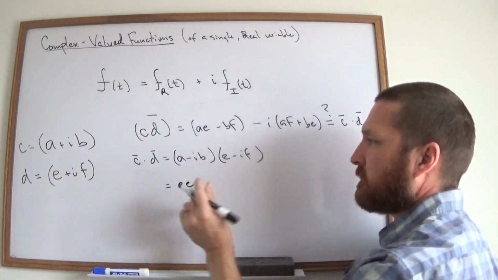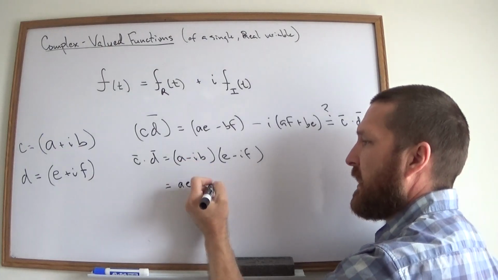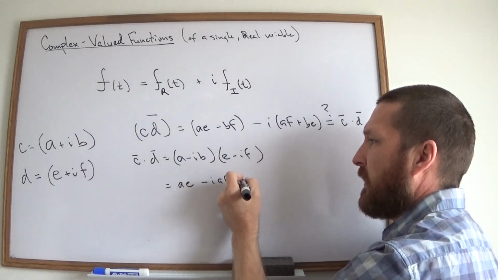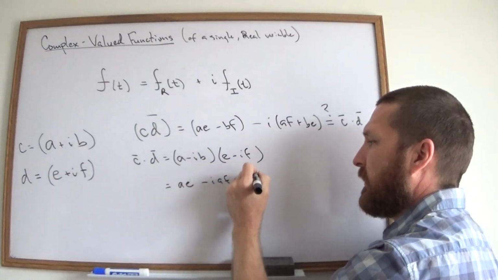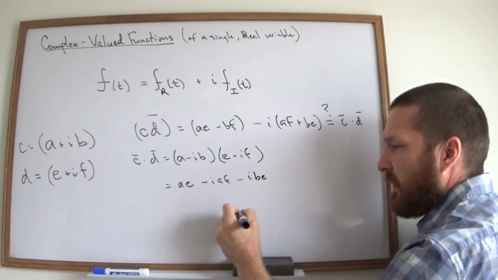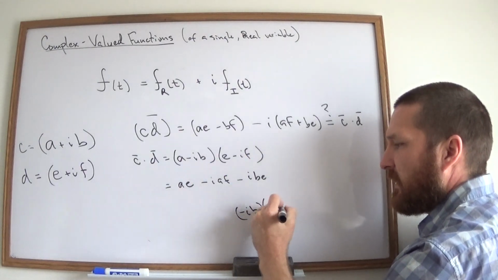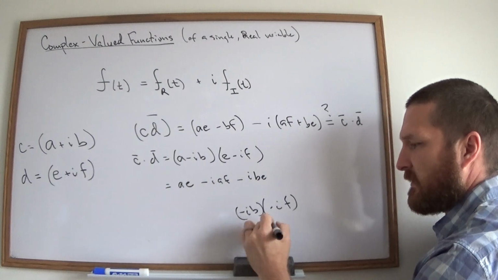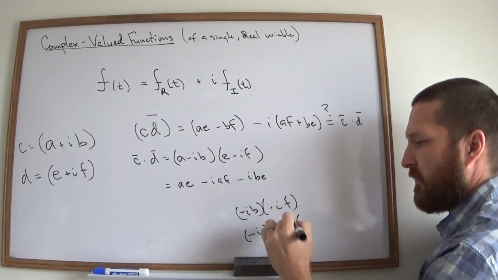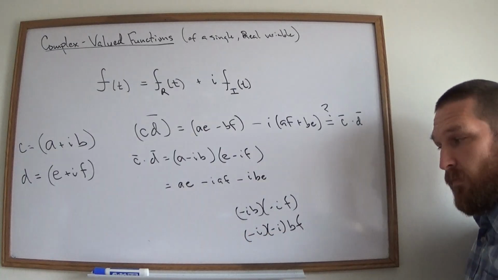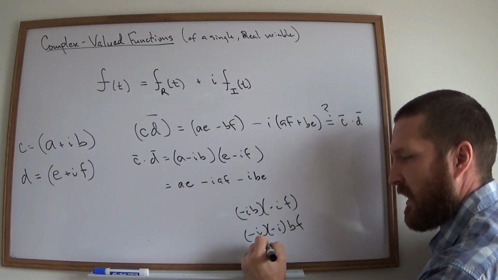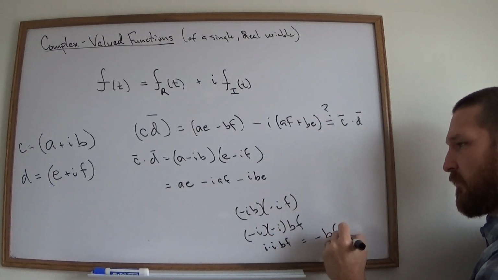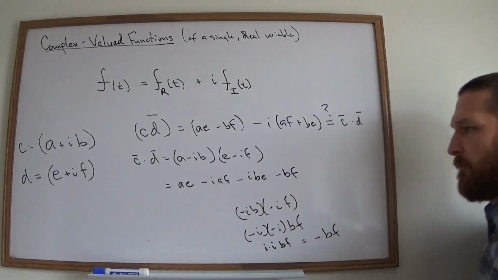AE is AE. Outer is minus AIF, or minus IAF. Inner is minus IBE. Now we have a negative IB times negative IF. That's negative I times negative I times BF. Negative times a negative is a positive, so that's I times I, BF. So that's negative 1 BF, or we'll just write it as negative BF.